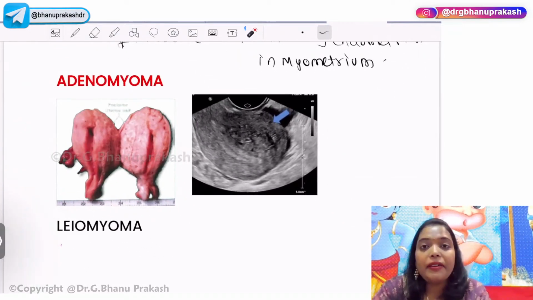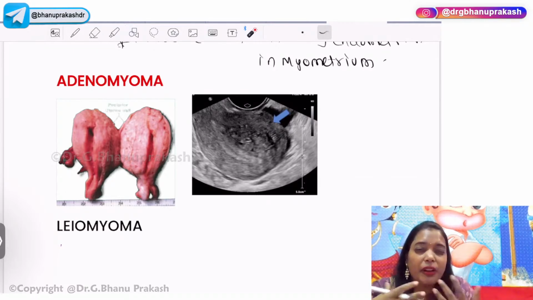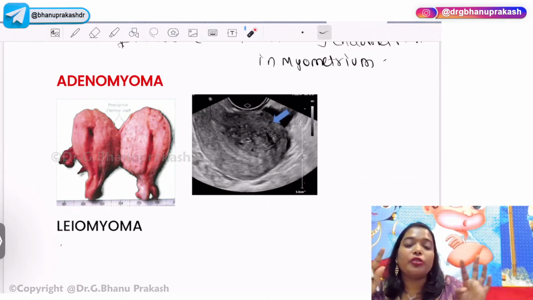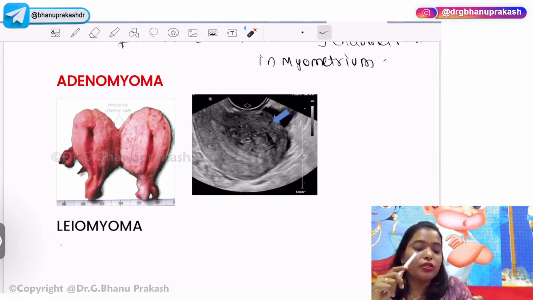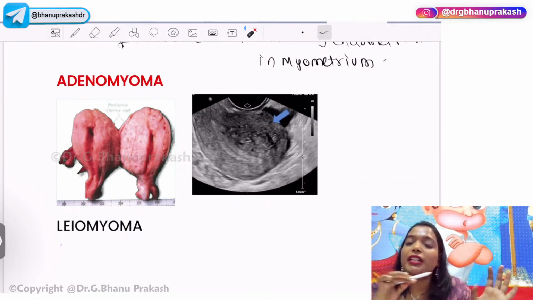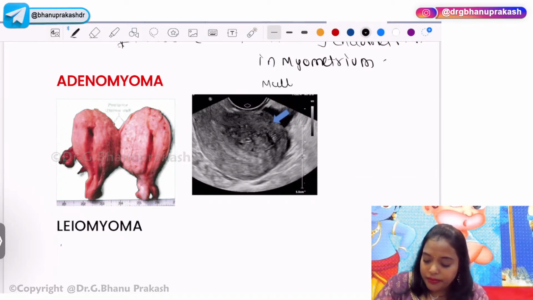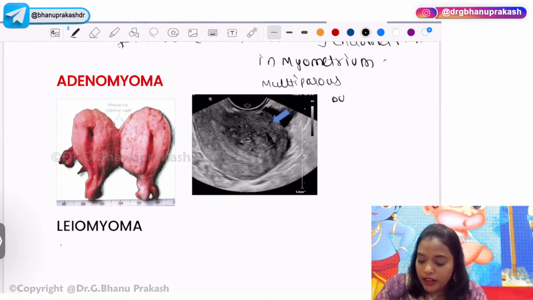In history or exam, any question which stresses more on pain, painful menstruation, congestive dysmenorrhea, your brain should first tell you three things: either endometriosis or adenomyosis or fibroid. Adenomyosis is seen in multiparous, whereas fibroid is seen in nulliparous. So they will have congestive dysmenorrhea plus dysmenorrhea.